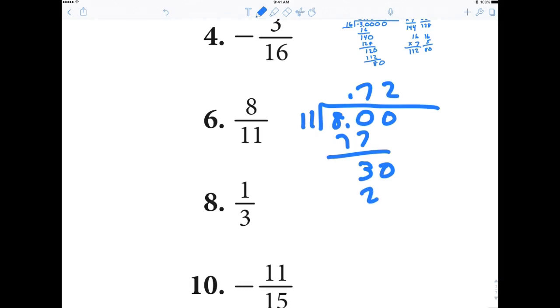Keep going with me. And then I subtract and get an 8. Then bring down the 0. Oh, wait a minute, I got back to 80, right? Yeah, so it's repeated. So it's 0.72 repeated.